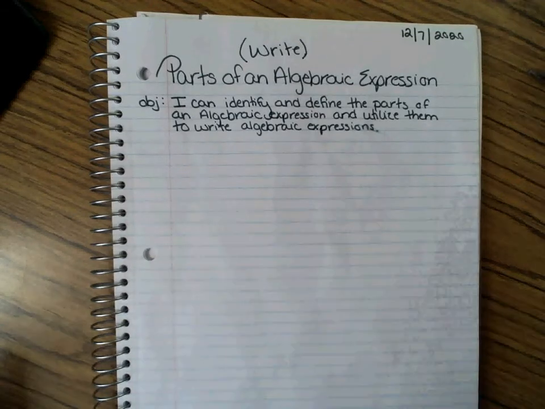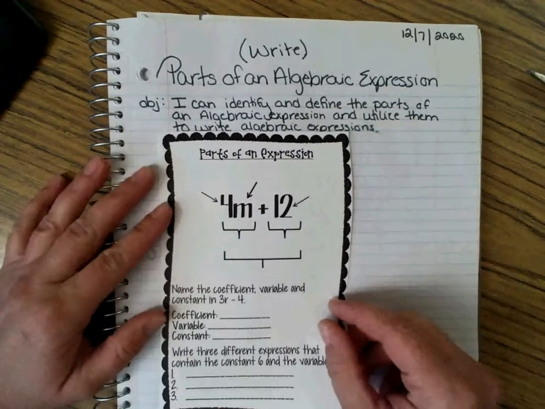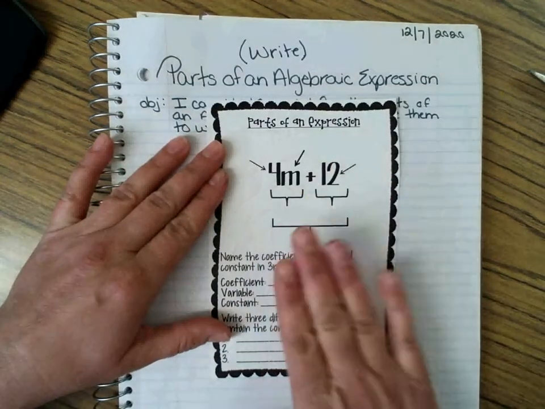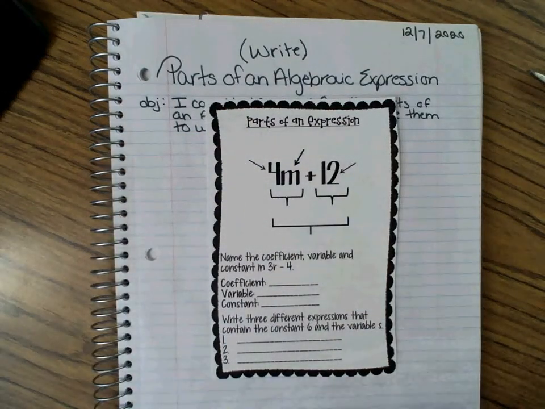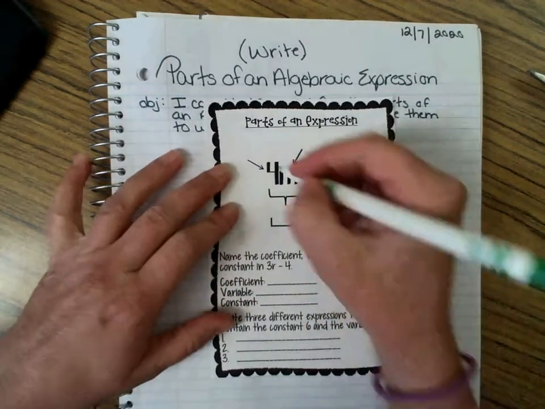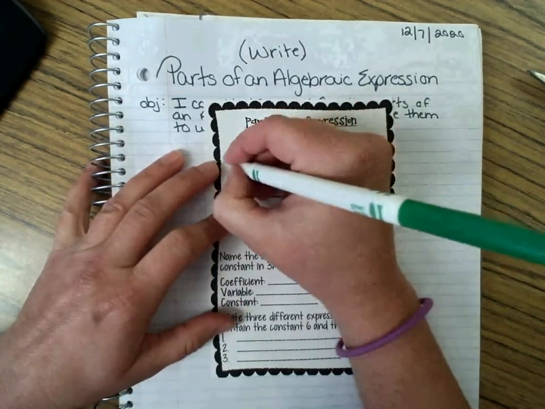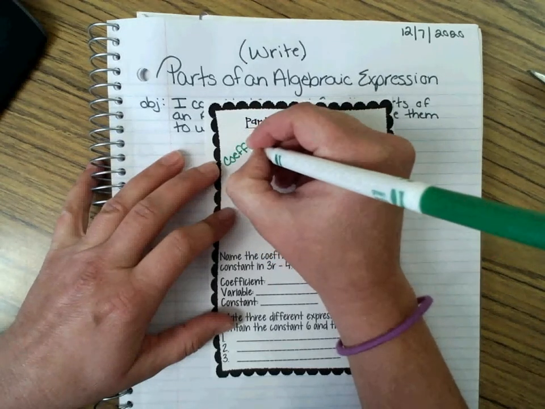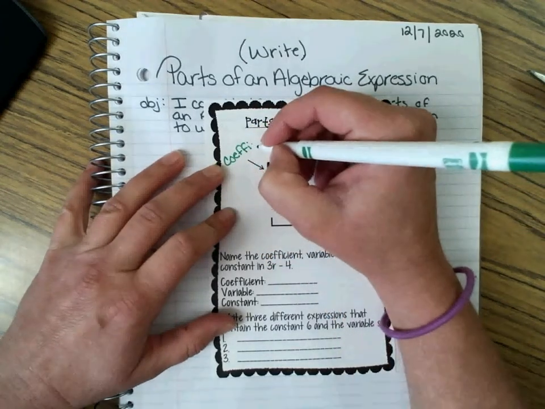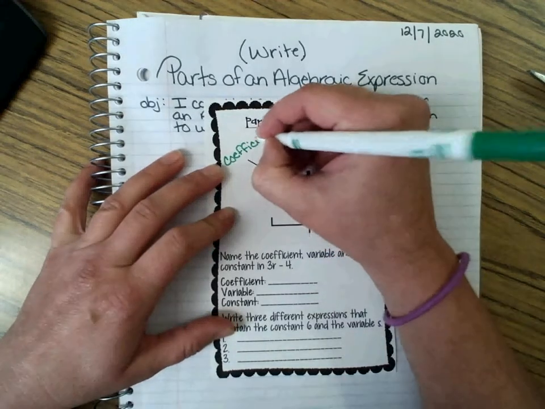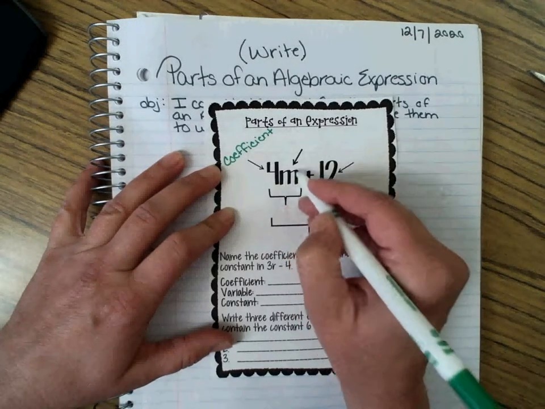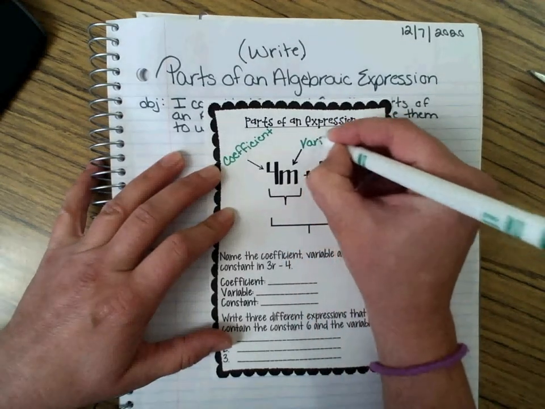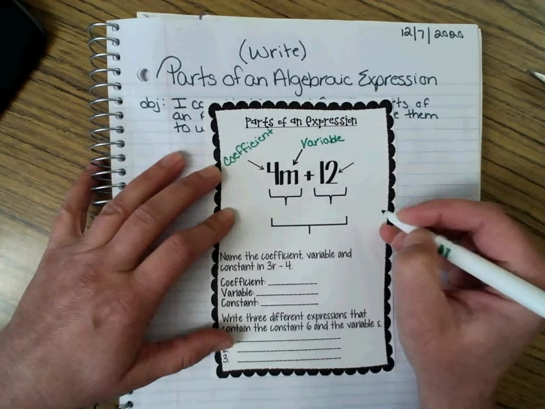Okay, so now we'll get started. We're going to start with this foldable here. And so remember, we're not going to paste it in until we're done writing in it, and then we will paste it in. So we're going to identify the different parts of this. So the parts of an expression. So right here, this 4 is a coefficient. So coefficient. This m is what we call a variable, meaning it is an unknown quantity.